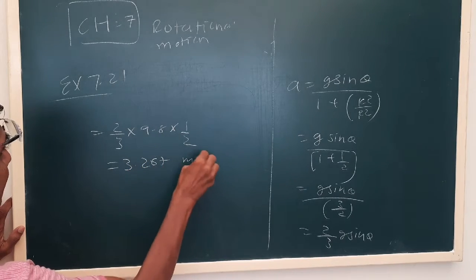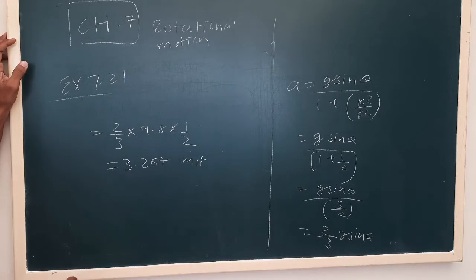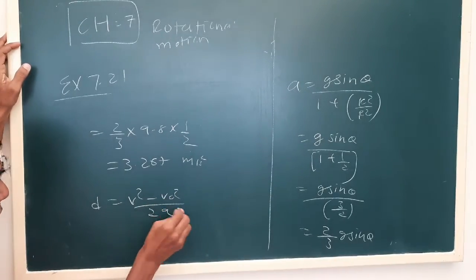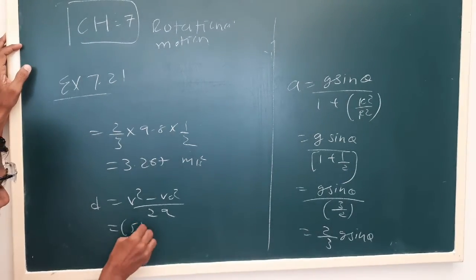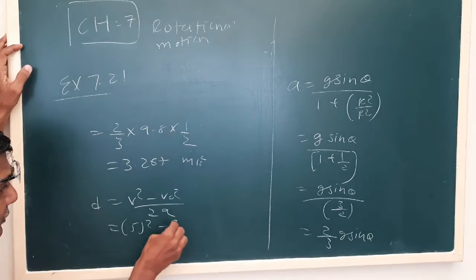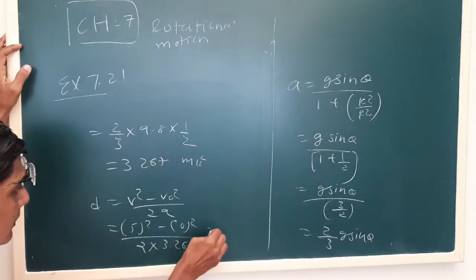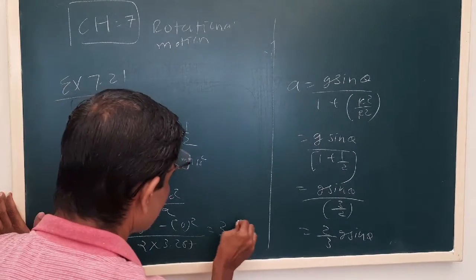3.267 meter per second square. Okay, now see, our velocity at the bottom is given as 5 meters per second. So what is the distance covered? Now we know d is v square minus v0 square upon 2a. D we have to find out. Velocity is 5, v0 is 0, acceleration is what we have obtained. So the distance comes out to be 3.8.